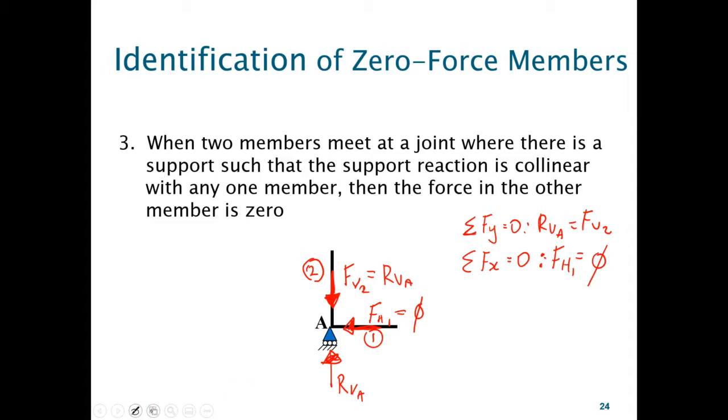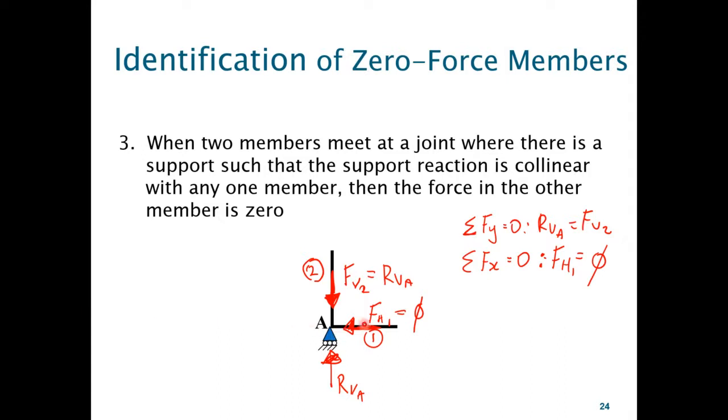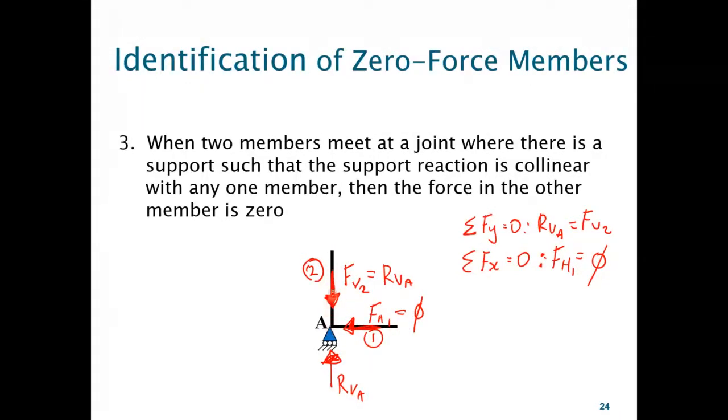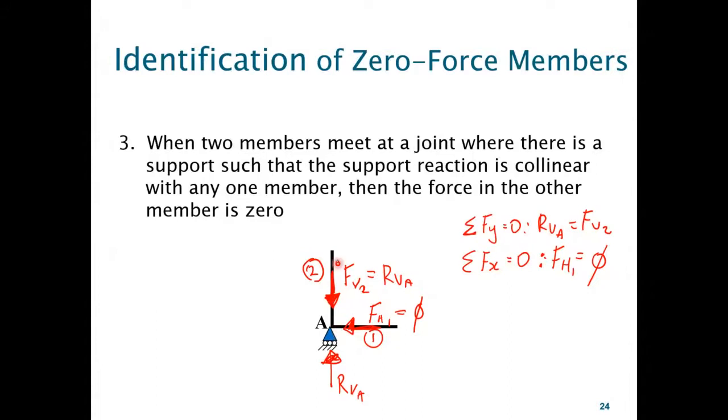Okay, so we can just do it mathematically. And intuitively, we should know that the member is free to move left or right. Therefore, there's no external resistance to stop A from moving to the left or to the right. And therefore, the horizontal member in here can't have any force in it, because you have the collinear between this internal member and the reaction in it. So when there's two members coming together and one of those members is collinear with a reaction, then the force in the other one is equal to zero.